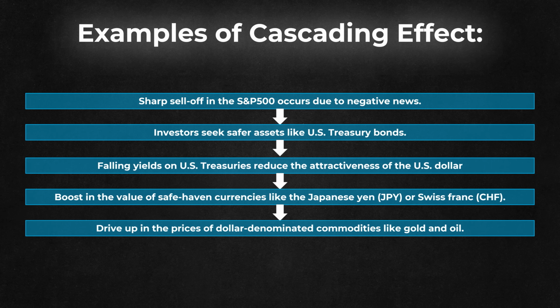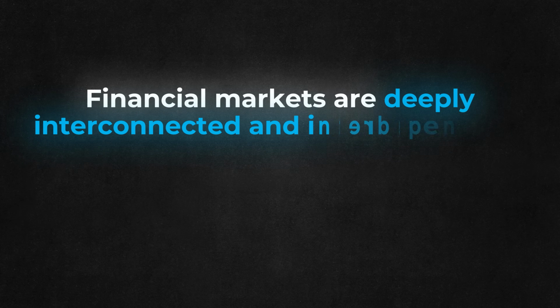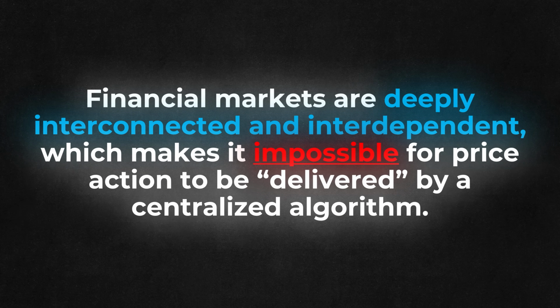Economies and therefore financial markets are deeply interconnected and interdependent, which makes it impossible for price action to be delivered by one algorithm. Retail traders have the problem of being alienated to price charts only, which causes them to fail to realize the true complexity of financial markets.